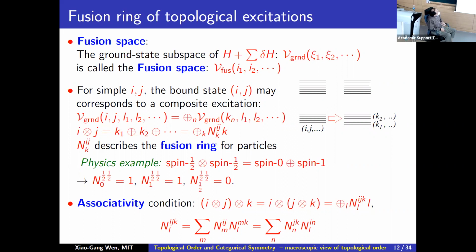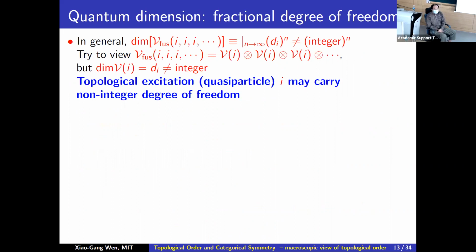But amazingly, how do you compute the quantum dimension? To compute the quantum dimension, let's consider the sphere, and then we have a lot of excitations. A lot of identical ones, a lot of them. And then we compute the dimension of the fusion space of the sphere with the many I's. That is, how many different ways those I's can fuse into the identity.